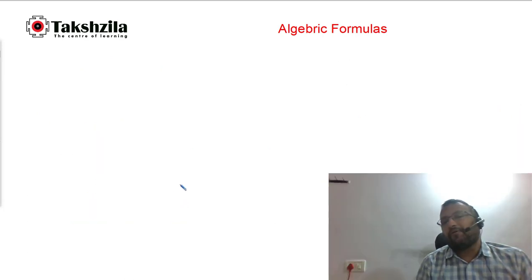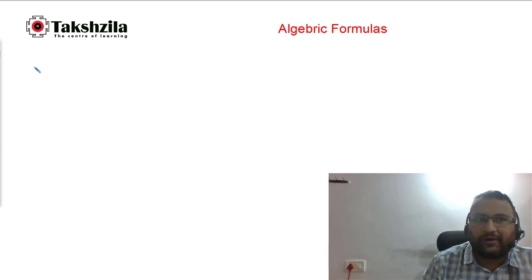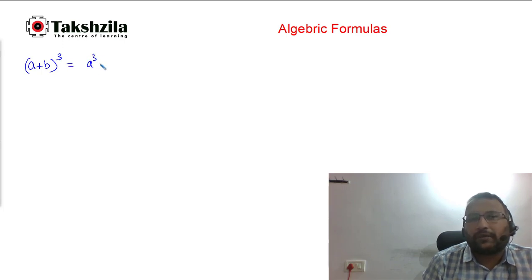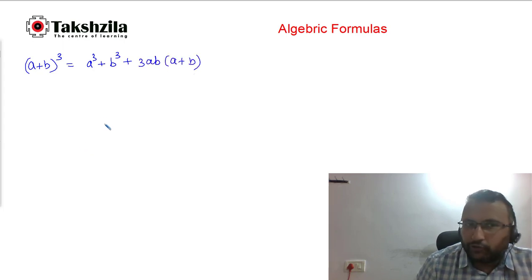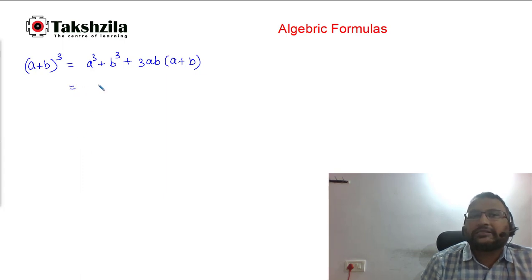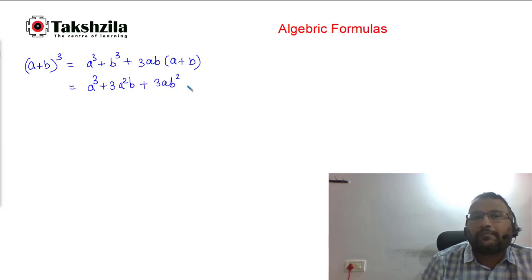After this, let's have a look at the cubic formulas. The first one is (a plus b) whole cube, which is equal to a cube plus b cube plus 3 times ab into (a plus b). You can also remember this formula as a cube plus 3a square b plus 3ab square plus b cube.